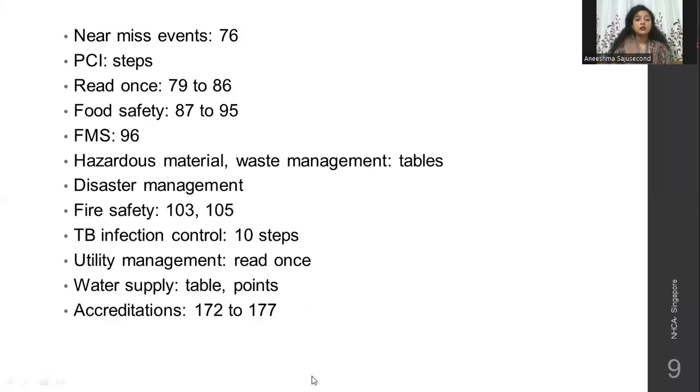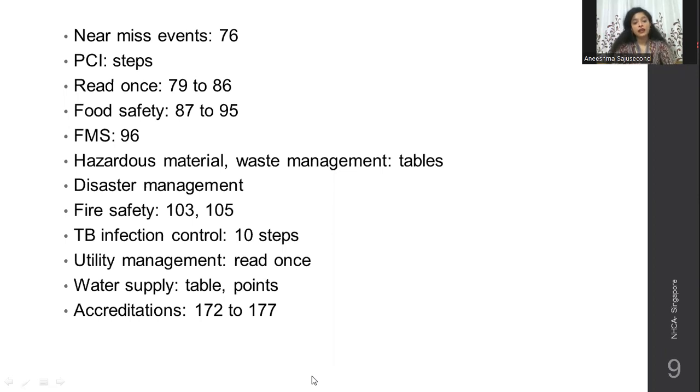Then near miss events, page number 76, examples. Then prevention and control of infection, just the steps, read once. Read once all the page numbers, all the quality standards. A bunch of quality standards are given from page number 79 onwards to 86.